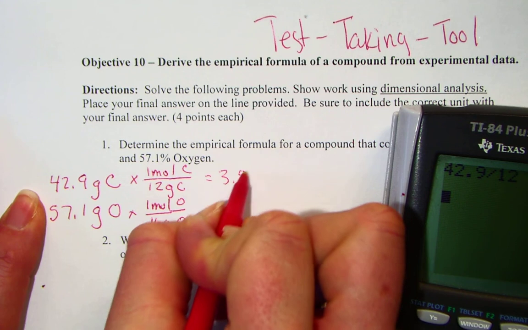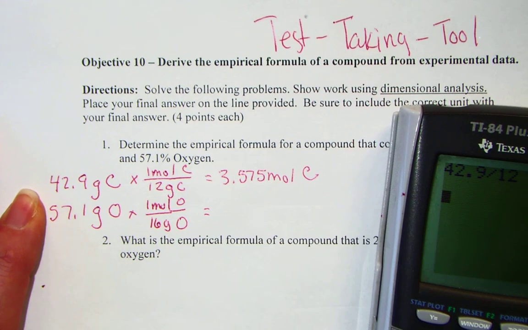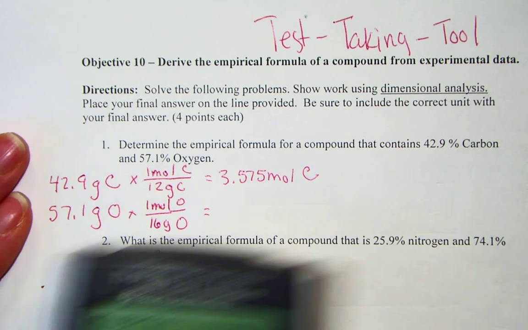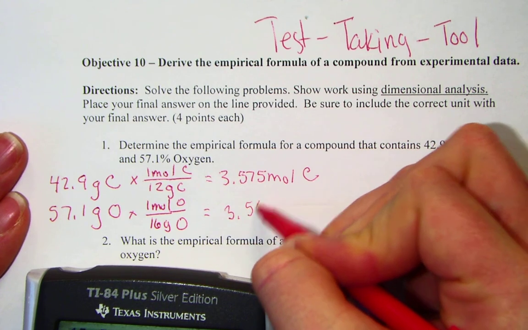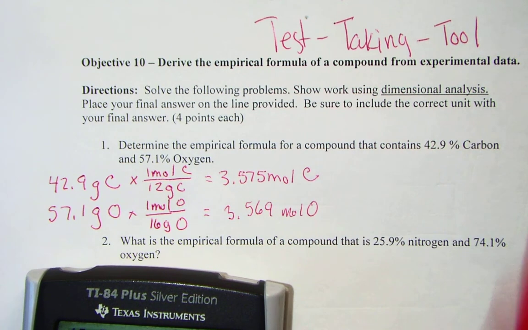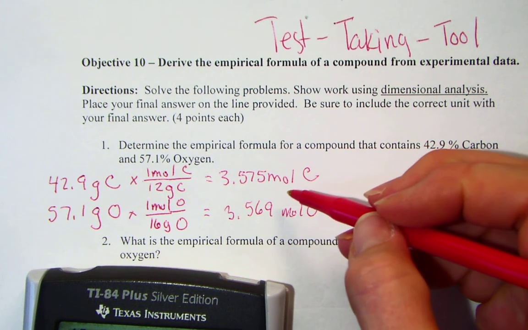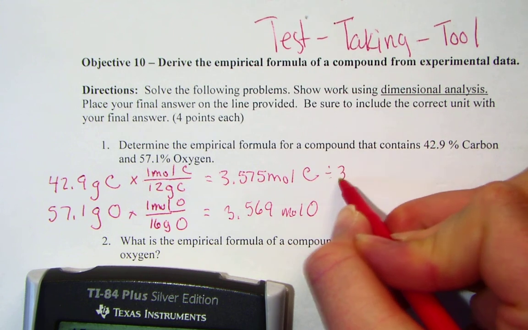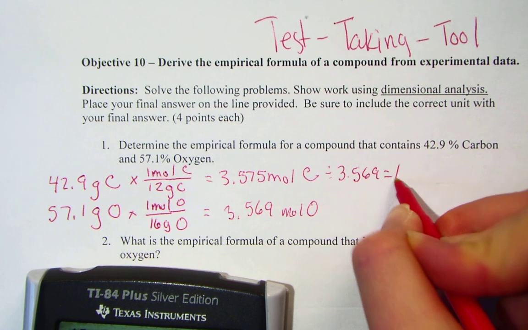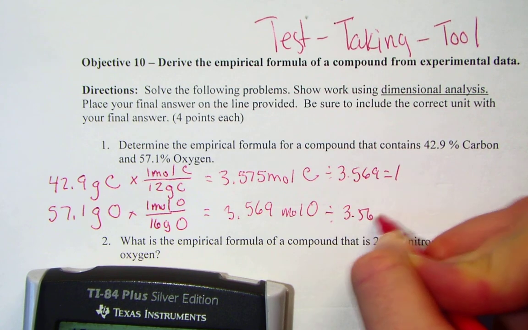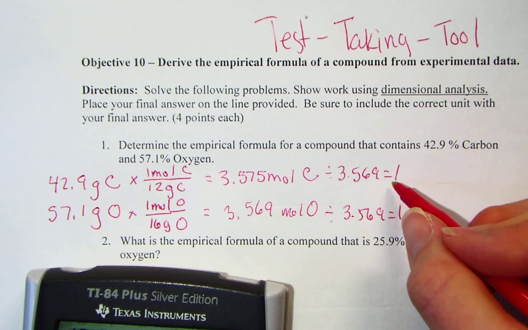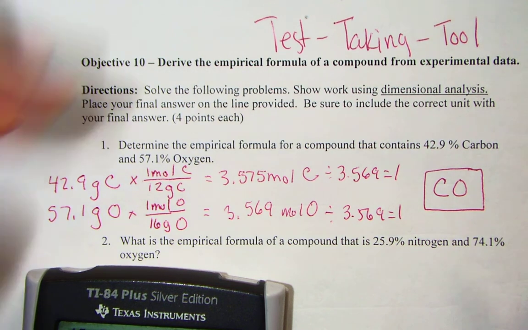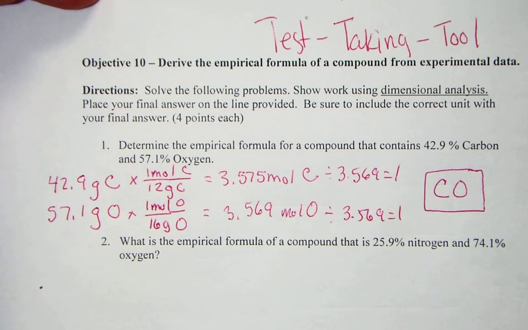3.575. Then 57.1 over 16, and that's 3.569, I'll say. When I look at these two numbers, the next step says decide which one is the smallest one, pretty much the same value. If I take the smallest answer, 3.569, we can see both of these turning into the same number. So dividing through the list by the smallest number shows a 1-to-1 ratio, our empirical formula coming out to CO. 1-to-1 ratio, each subscript turns into a 1.